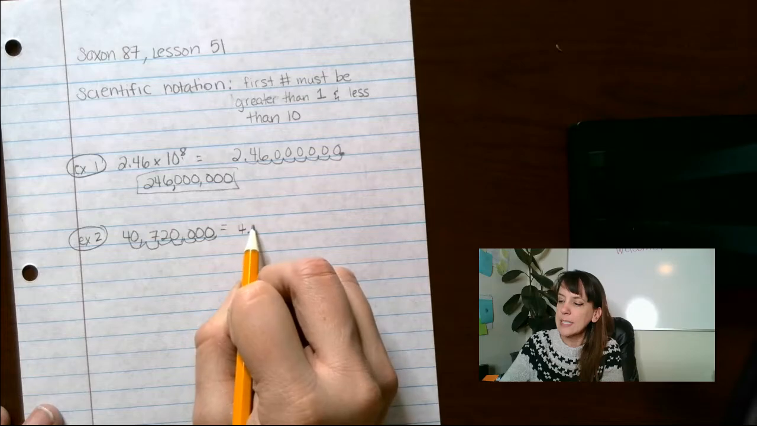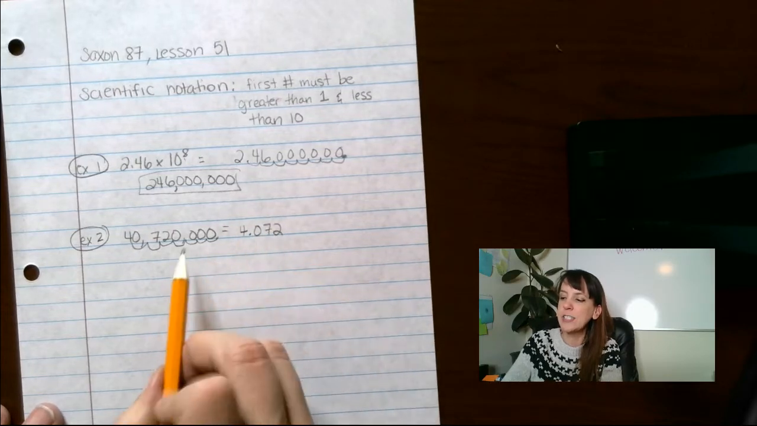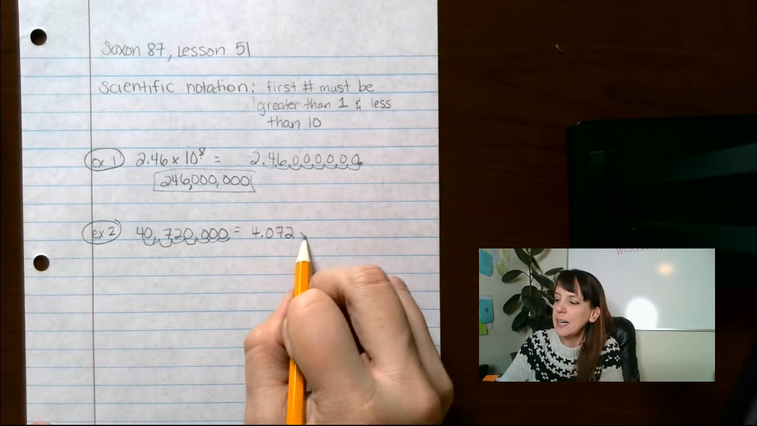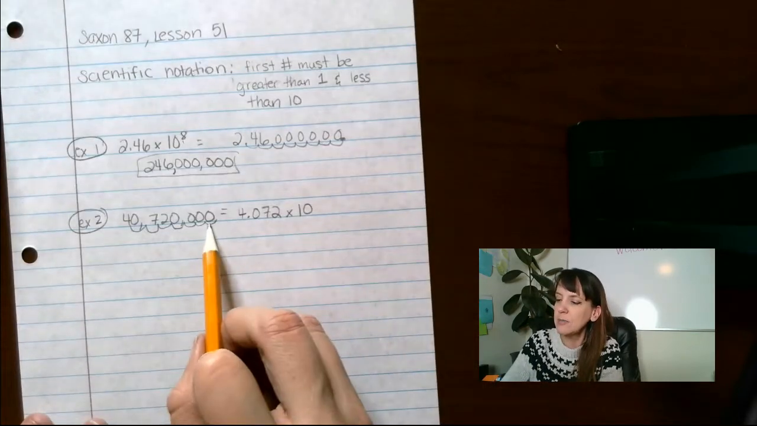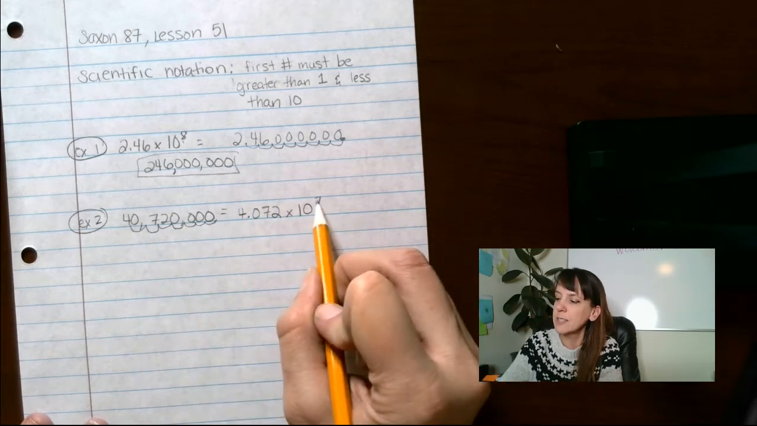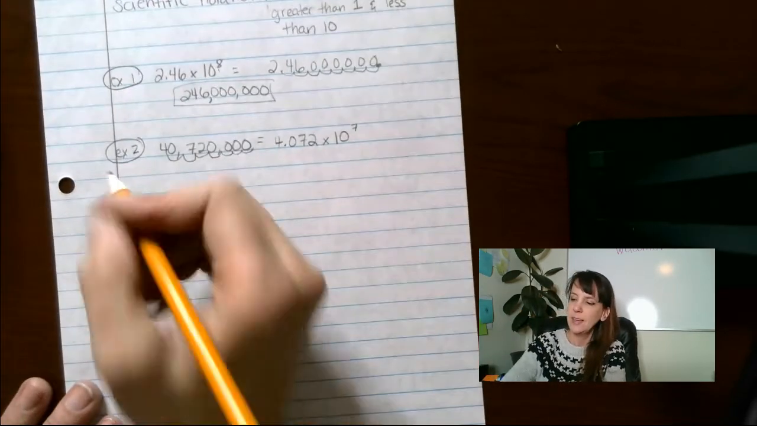So we have 4.072, and I don't have to write any of these zeros after here because they don't matter, times 10 to the, did I say 7? 1, 2, 3, 4, 5, 6, 7. I did. To the 7th power.